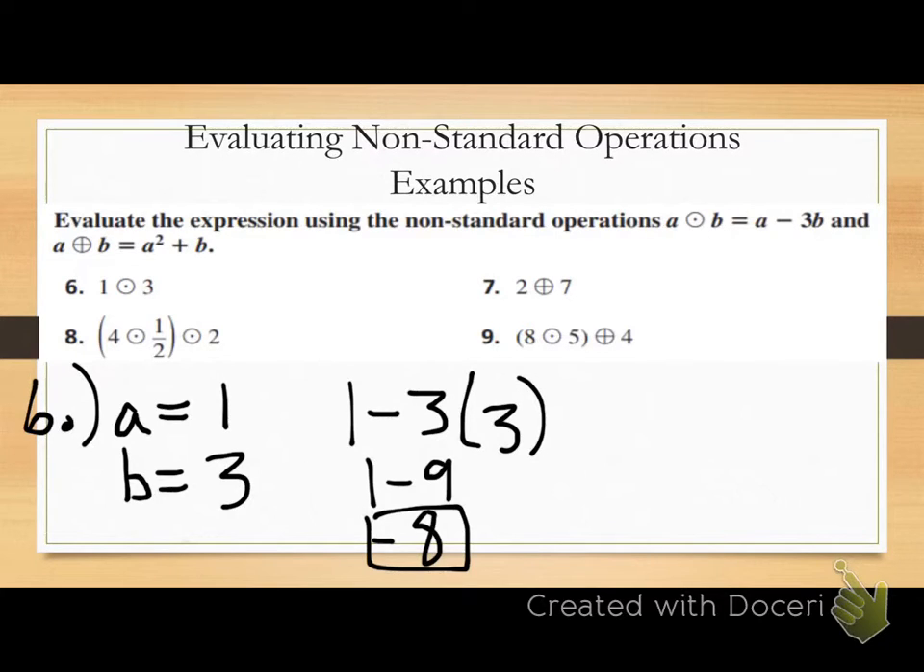Do not overthink it. First step, identify A and B. Second step, identify which operation you're using. Third step, plug in. Fourth step, evaluate. Everyone okay with that? Don't overthink it. Can I erase and move to 7?